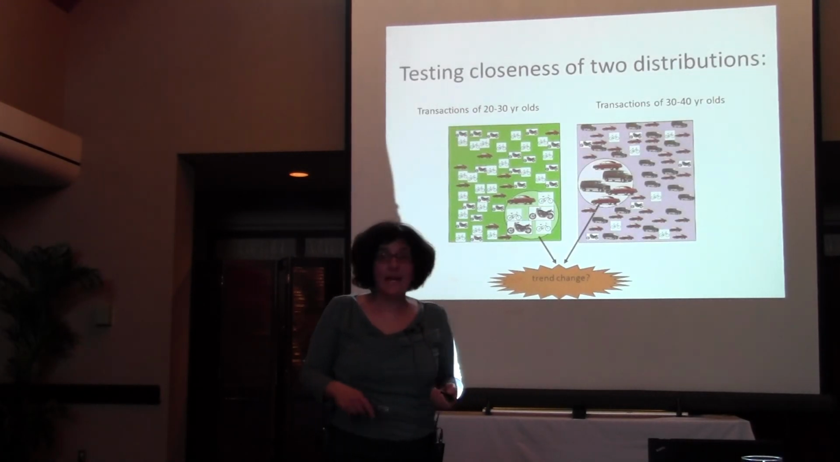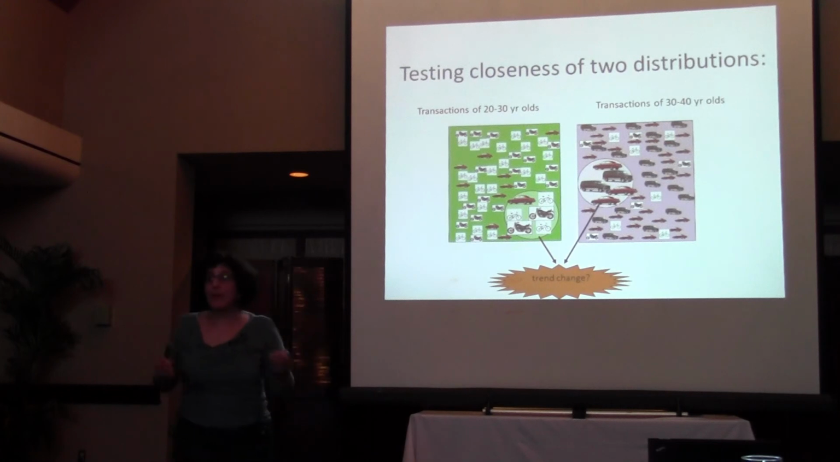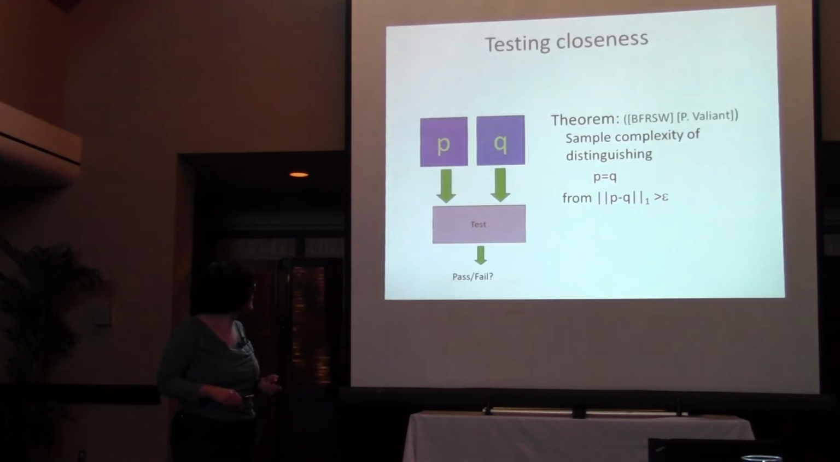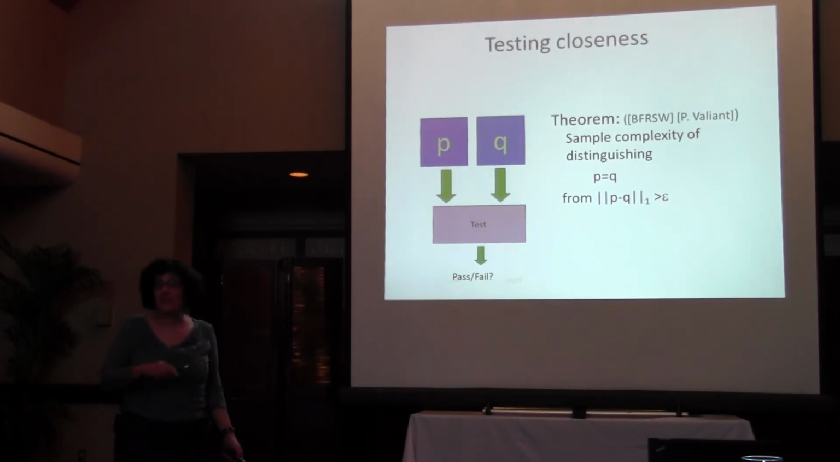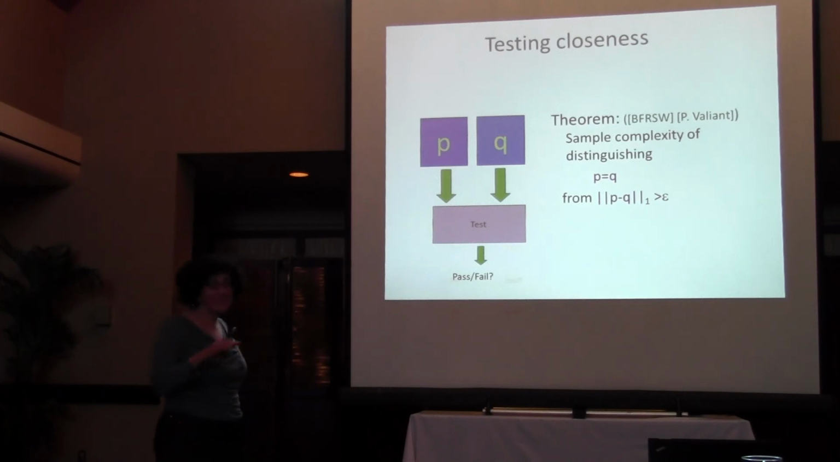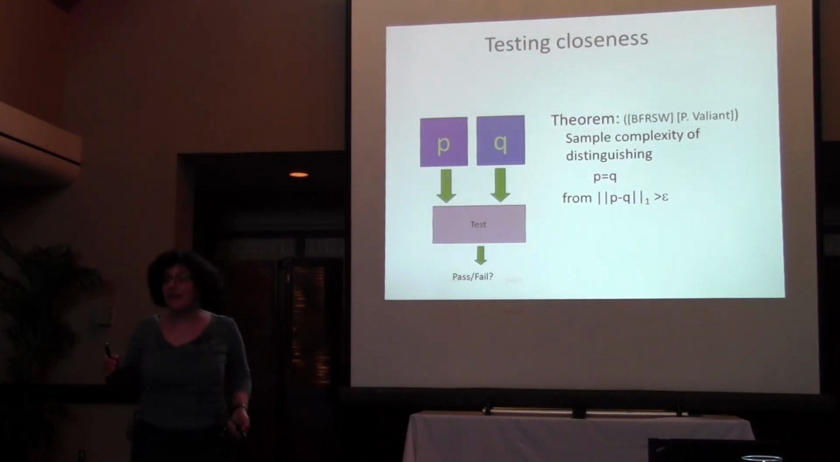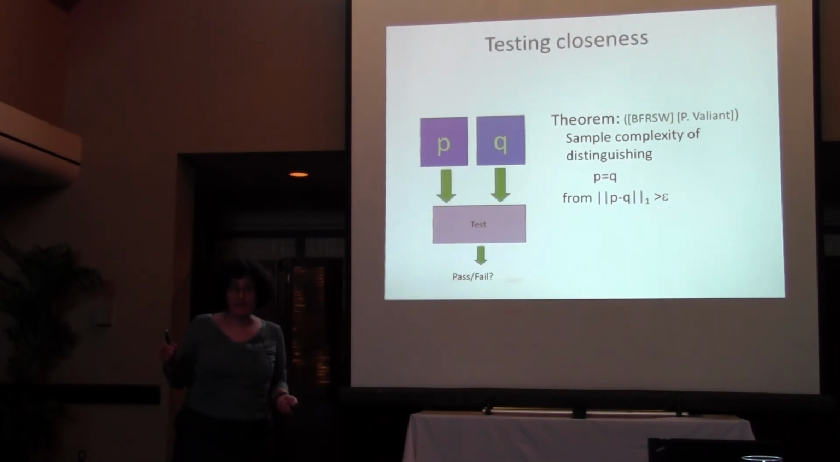Okay, let's look at a problem where both P and Q are given by samples. Now I have no idea what Q is anymore. I just get samples from it. I still want to distinguish the case when P is equal to Q from the case where P and Q differ by epsilon in L1 distance. What do you think this complexity is going to be?